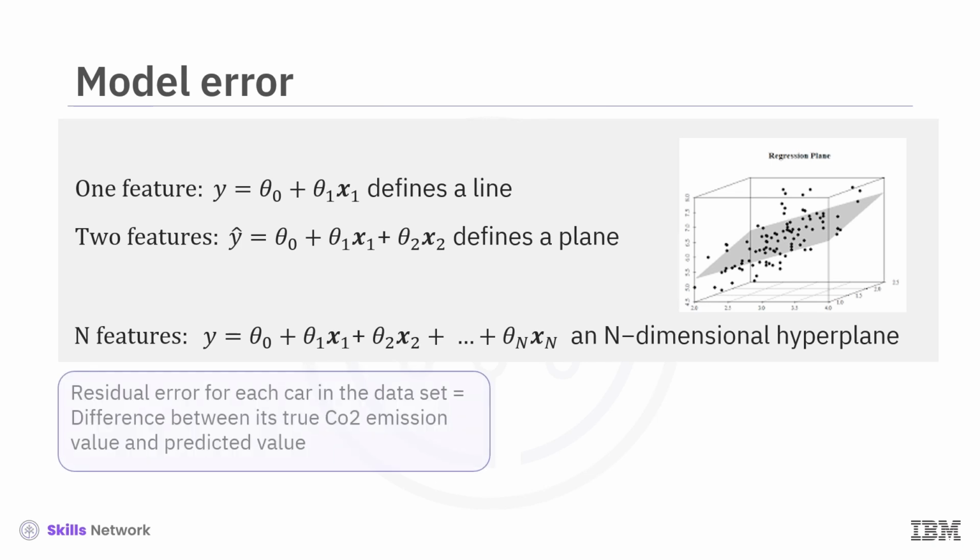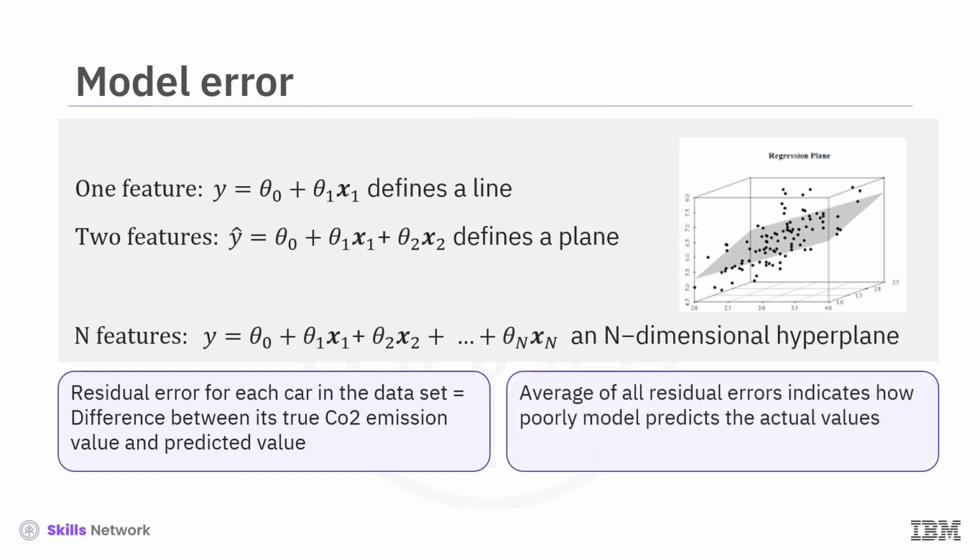You can measure the residual error for each car in the data set as the difference between its true CO2 emission value and the value predicted by the model. For example, if the model predicts 140 as the value for the first car in the dataset, using the actual value of 196, you can see the residual error is 196 minus 140, or 56. The average of all the residual errors indicates how poorly the model predicts the actual values. This information is called the mean squared error, or MSE.